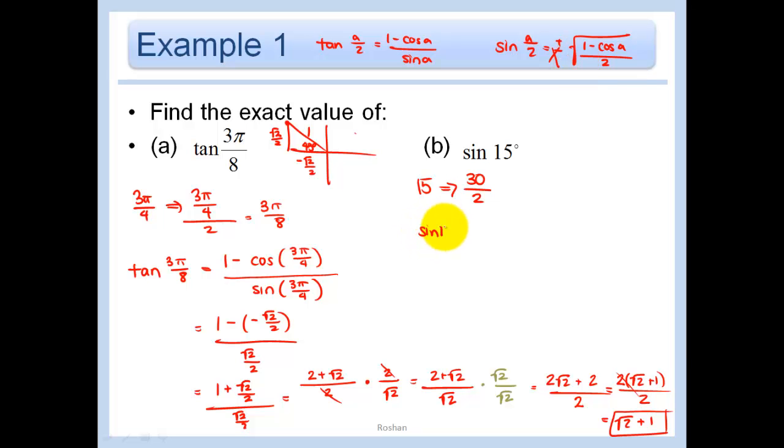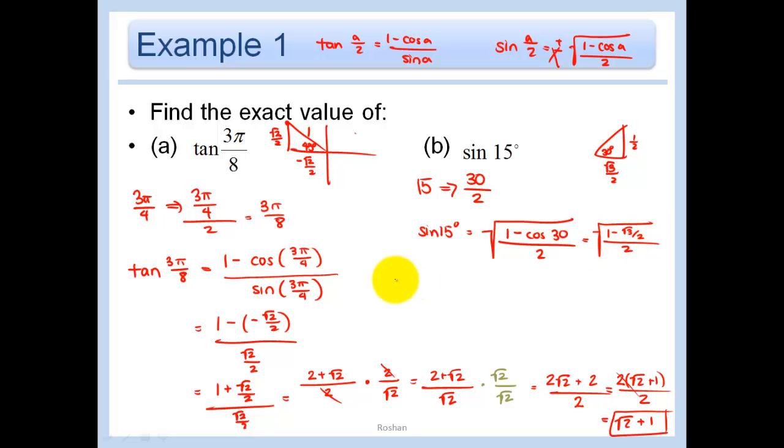The sine of 15 degrees is going to be equal to positive root 1 minus cosine a over 2, with cosine 30, because we said our a was 30, since we're doing the half angle thing. And then, hopefully you know the cosine of 30 degrees now, but in case you don't, we can redraw our triangles. And so the cosine of 30 degrees is just root 3 over 2, root 1 minus root 3 over 2, all over 2.